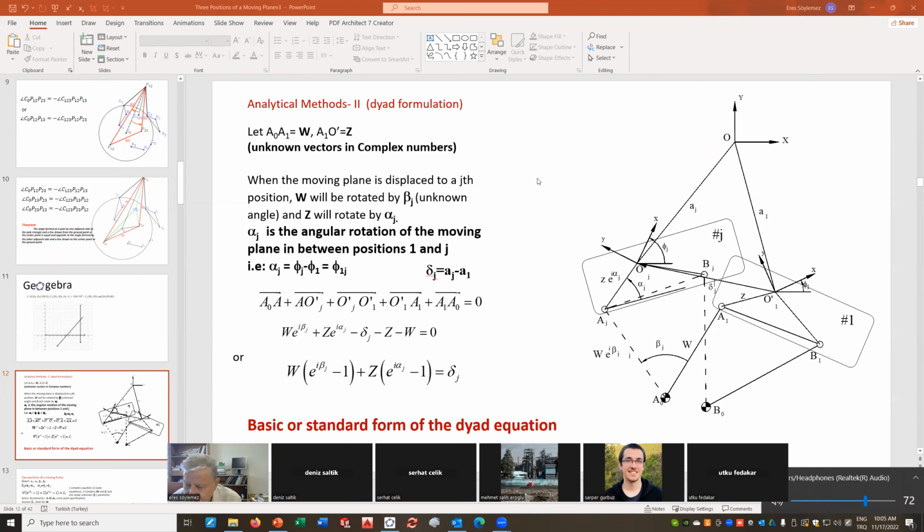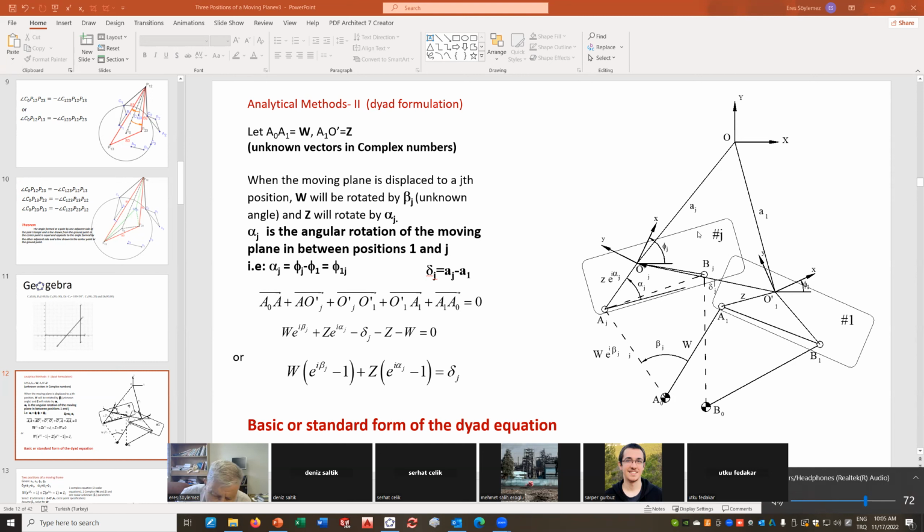Now, in the case of analytical methods, consider a rigid body. I have a fixed reference frame, O, X, Y. I have a moving reference frame, O prime, X, Y. In the first position, it is at O1 prime, making an angle phi 1 at a distance A1. This A1 is a complex number. Phi 1. This is the moving frame in position 1.